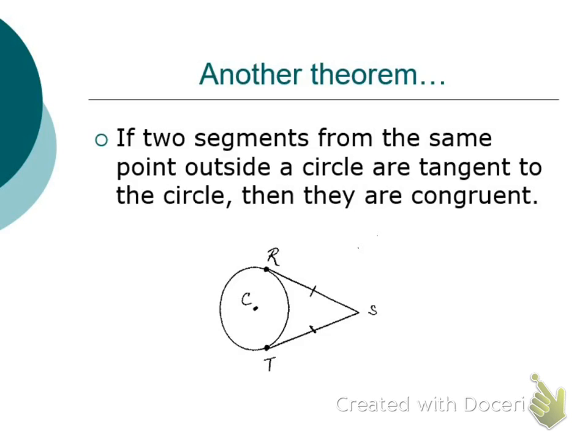All right, we've got one more theorem to add to these notes. If two segments from the same point outside a circle are tangent to the circle, then they are congruent. So we have two different tangent segments that have a common endpoint outside of the circle. In a sense, they almost form like an isosceles triangle if we were to connect those points. So both of those tangents are congruent if they have the same point outside the circle as one of their endpoints.